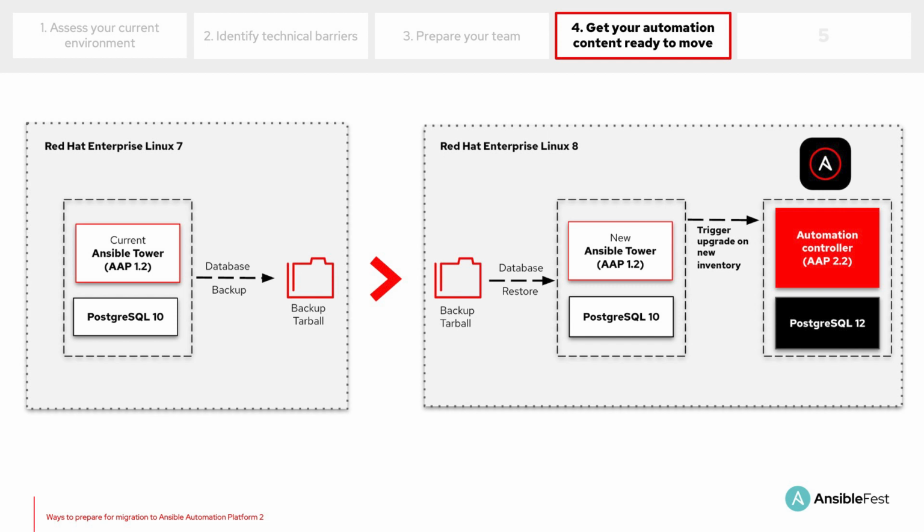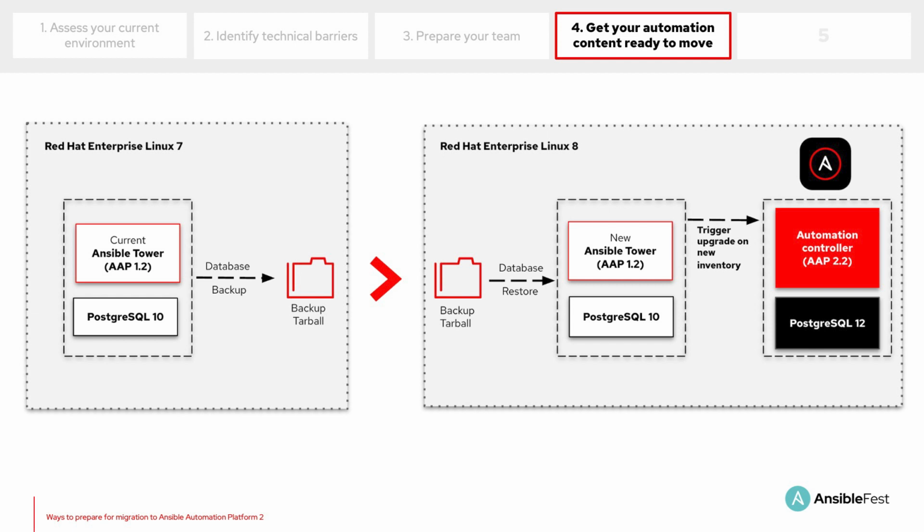This slide gives a detailed pictorial representation of the side-by-side upgrade process. On the left block, you will see Red Hat Enterprise Linux 7 with Ansible Automation Platform 1 and Postgres 10. The database backup direction shows the backup phase, which creates a backup tarball. The database restore direction on the right block shows the restore phase to the new Ansible Automation Platform 1 instance and the Ansible Tower environment.